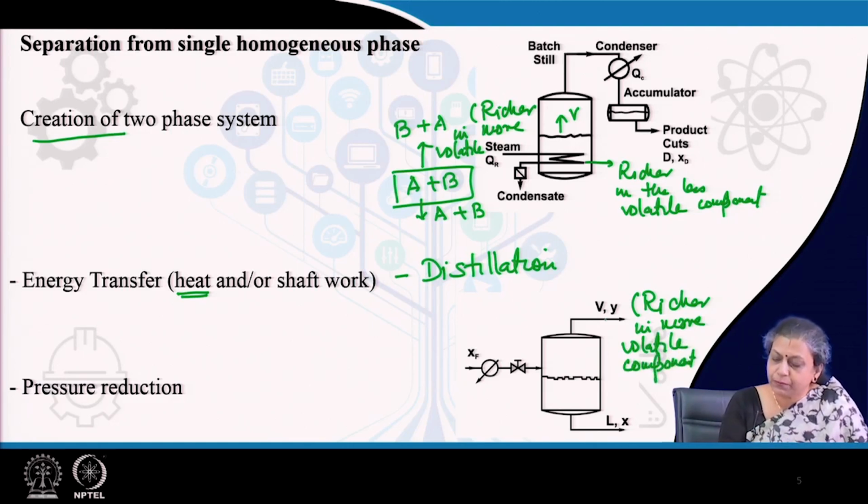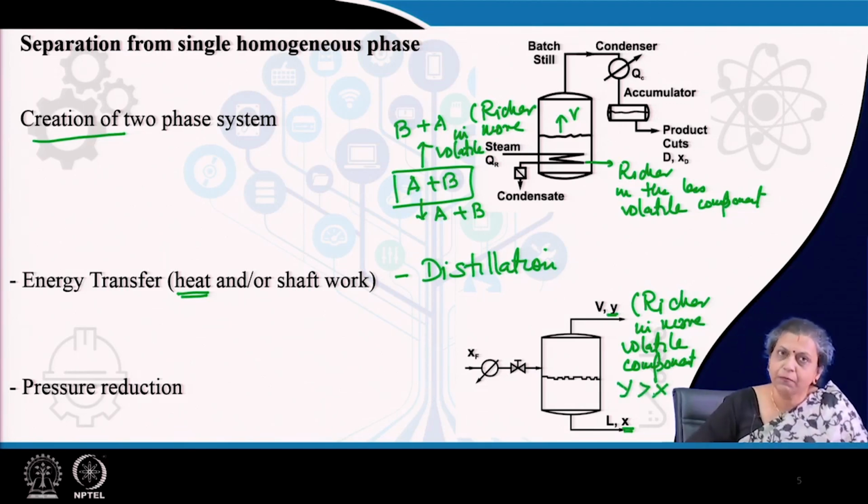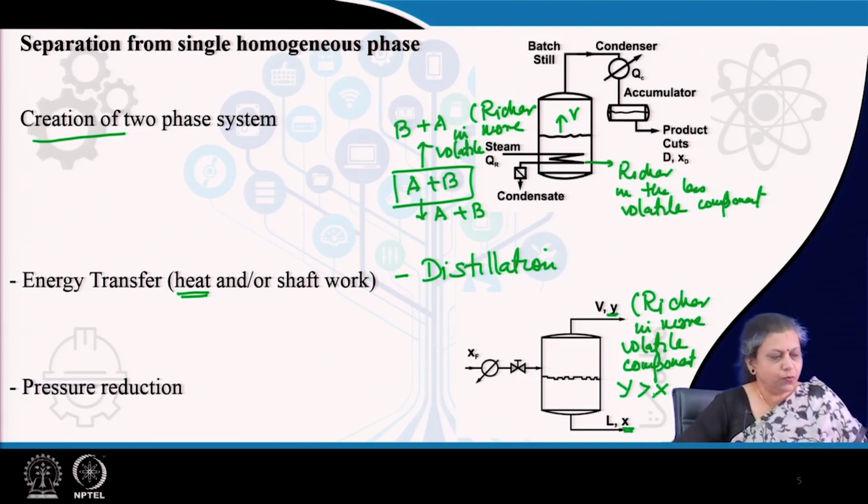So, generally the composition of the more volatile component in the vapor is denoted by Y, and the composition of the more volatile component in the liquid is denoted by X. By this particular process, we always obtain Y to be greater than X. So, this is one particular way of attaining separation of components from a single homogeneous phase.